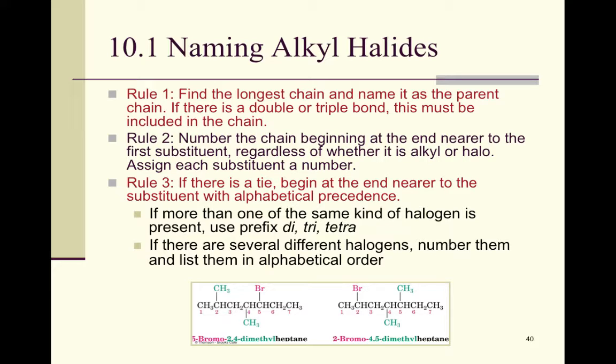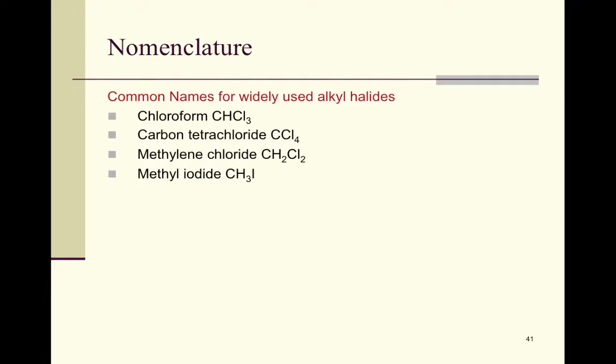Now, if you have more than one of the same thing, just like you did with methyls and ethyls, you use the prefix di, tri, and tetra. If there are several different halogens, you list them in alphabetical order. Here we have a list for some commonly and widely used names for alkyl halides. You do want to know these.